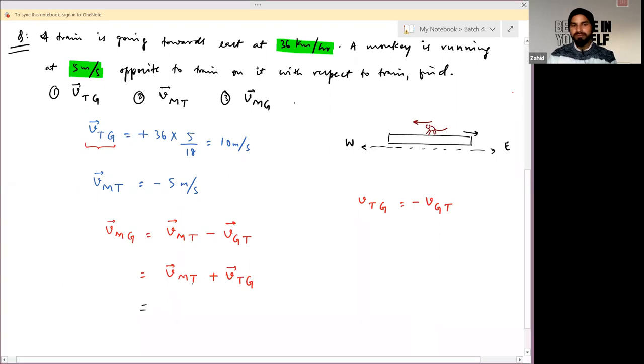We have velocity of monkey with respect to train as -5, velocity of train with respect to ground is +10. So you'll get plus 5 meter per second. It means if there is an observer on the ground, with respect to this observer, this monkey would appear to move along east at 5 meter per second. Is it clear? Yes, sir.